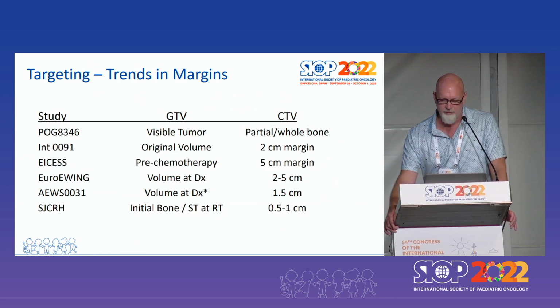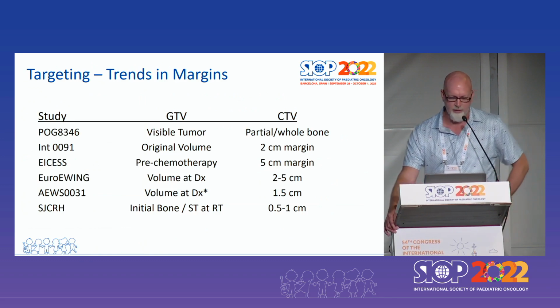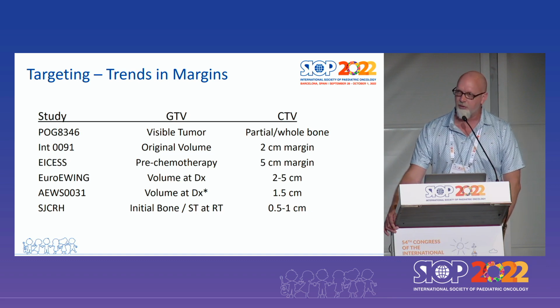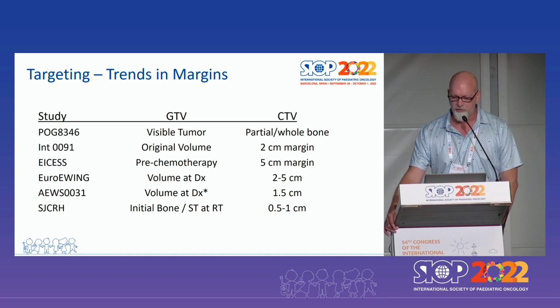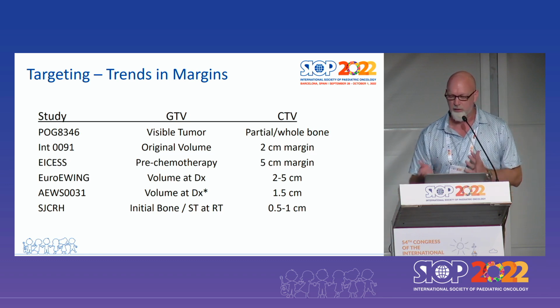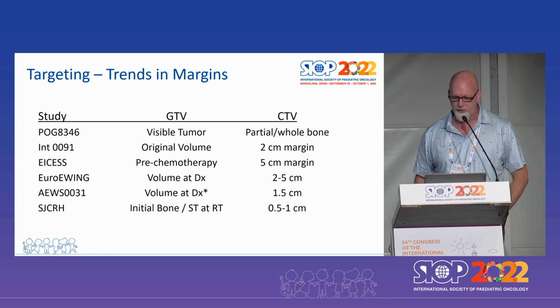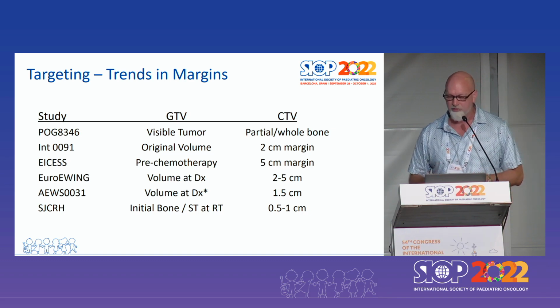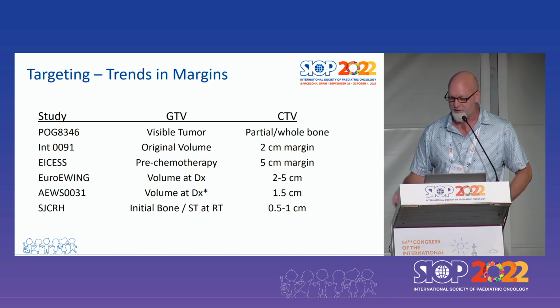We'll talk just a little bit as we wrap up here about margins. And so I think one of the things that has helped drive these dose escalation trials and this consideration in Ewing sarcoma has really been both the integration of modern radiation technology and the gradual reduction in targeting margins for Ewings. And just from a historic perspective, when you look back to POG 8346, where one of the questions was whole or partial bone irradiation, to where we are now, which is really gross disease plus margins potentially as small as a 0.5 centimeter.